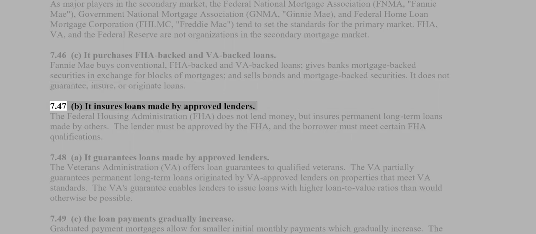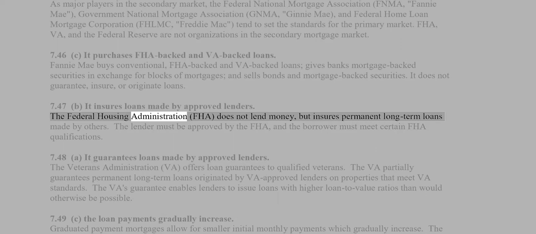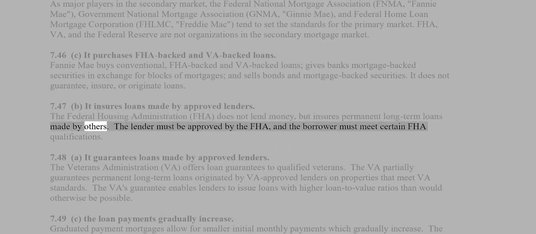7.47 B. It insures loans made by approved lenders. The Federal Housing Administration, FHA, does not lend money, but insures permanent long-term loans made by others. The lender must be approved by the FHA, and the borrower must meet certain FHA qualifications.